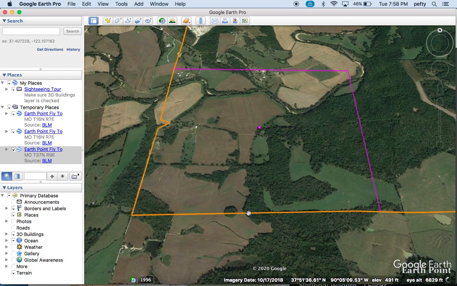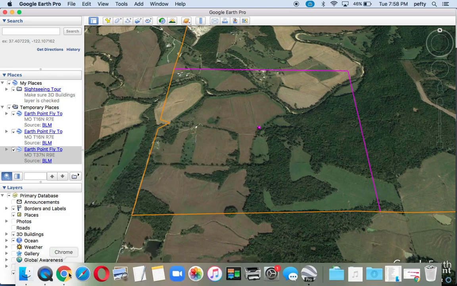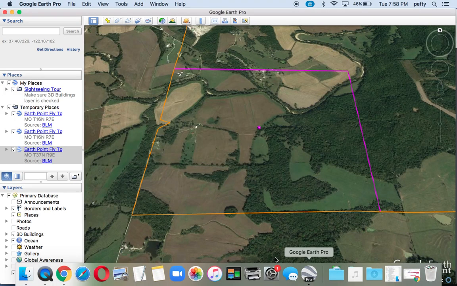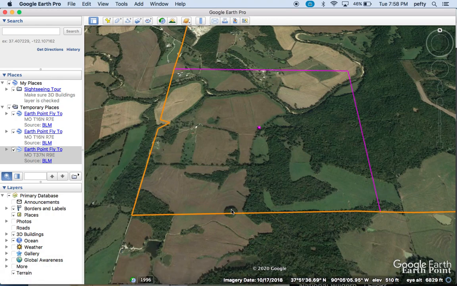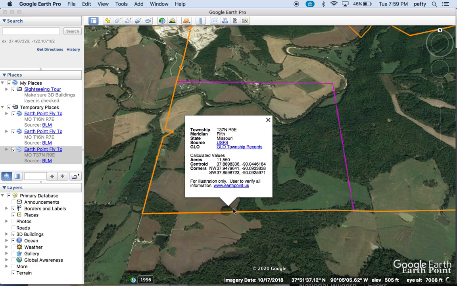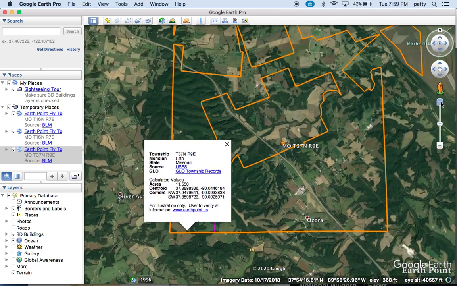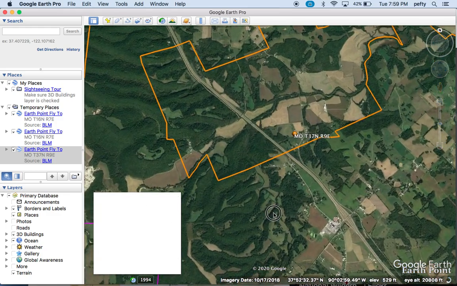And it said it was on the south line? Is that what it said? Yep. On the hill on the south line. Well, guess what? There's the hill on the south line of the southeast quarter of the southwest quarter of this section of this township and range from Missouri. So it really gets you surprisingly precise with where you're trying to find.